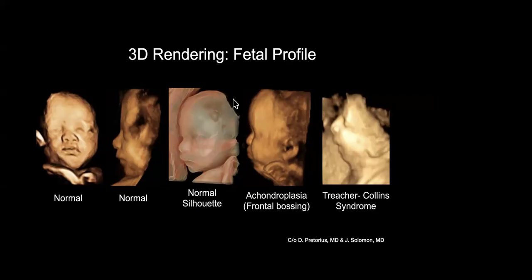And here again, it's just examples of what we could see of normal silhouette. Here's a fetus that's affected with achondroplasia. You can see that frontal bossing. And here's also a fetus with Treacher Collins. Notice the low set ears and severe micrognathia.